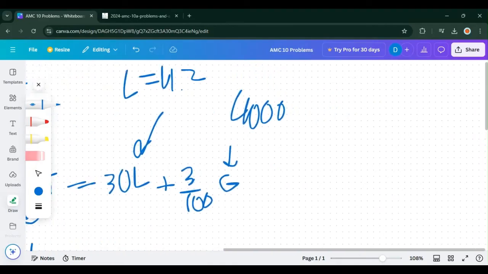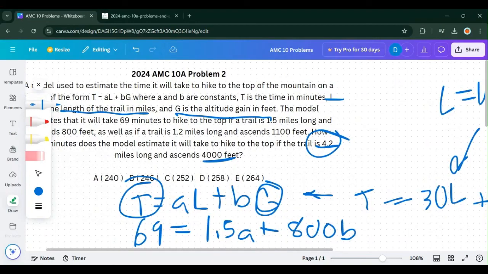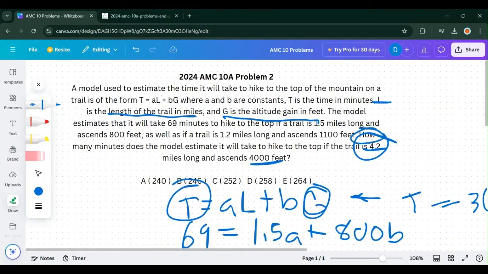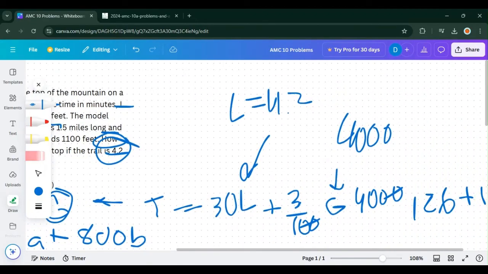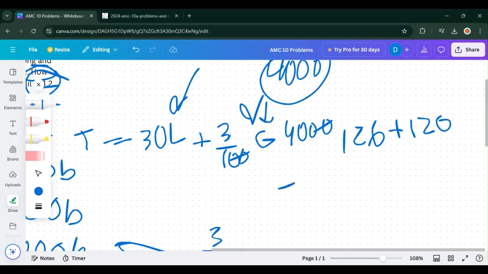So you just plug it in, and then you get, I mean, yeah, I'll do it with you. 126 plus 4,000. Boom, boom, boom. And then we get, I believe, 120. So T in time, which is what we're trying to find, it says how many minutes does the model estimate it will take to hike to the top of the trail. So we're trying to find T, and since we already plugged these two variables in, we have no more variables left, and all there is is T. So T is equal to 126 plus 120, and that's 246.